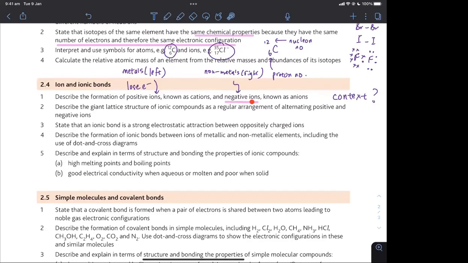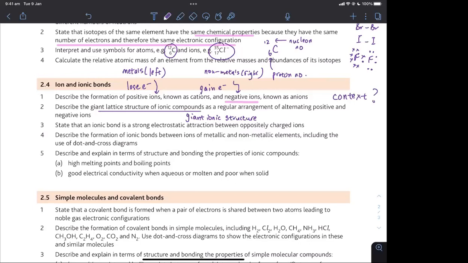How do they become negative ions? They must have gained the negatively charged electrons. And then when you have giant ionic lattice, if you look at this carefully, there are four different structures. Make sure you know that there are 4 different structures. The first one you learned is called giant ionic structure.